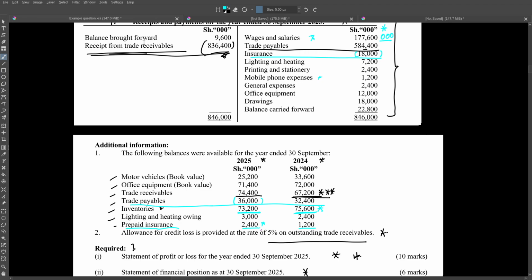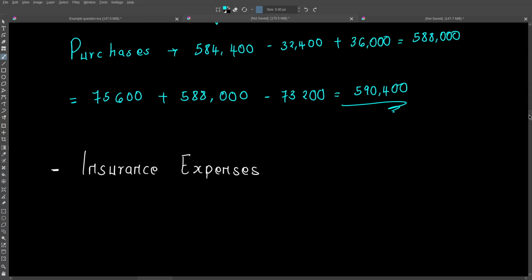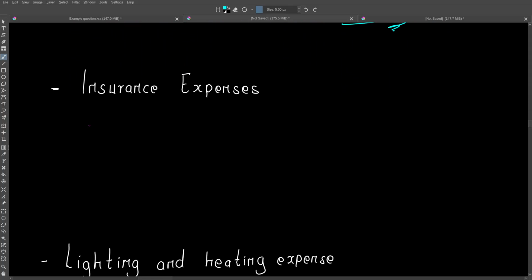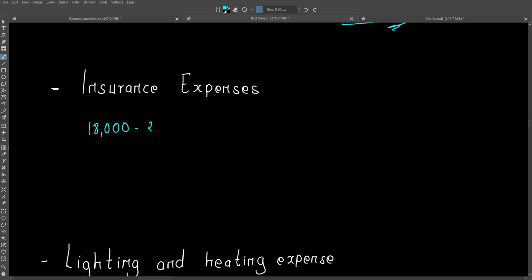You can't just say it is 18,000, because this is just a cash payment. It is a payment that involves paying insurance up to the next period. So the first thing you have to do is take that 18,000, and from it you can see there is a prepayment of 2,400. So we less 2,400.